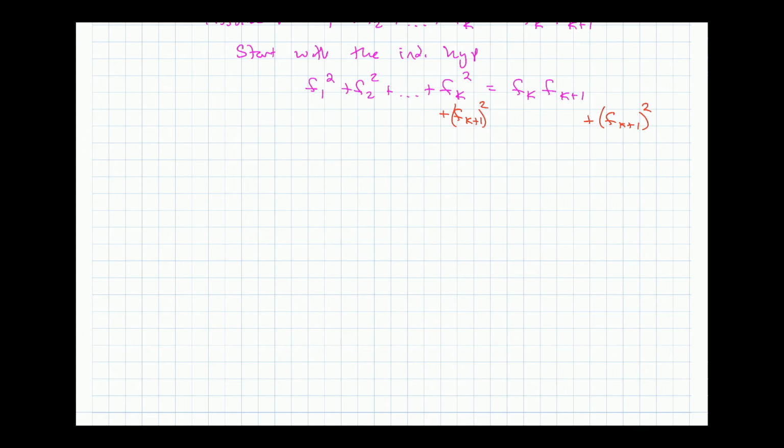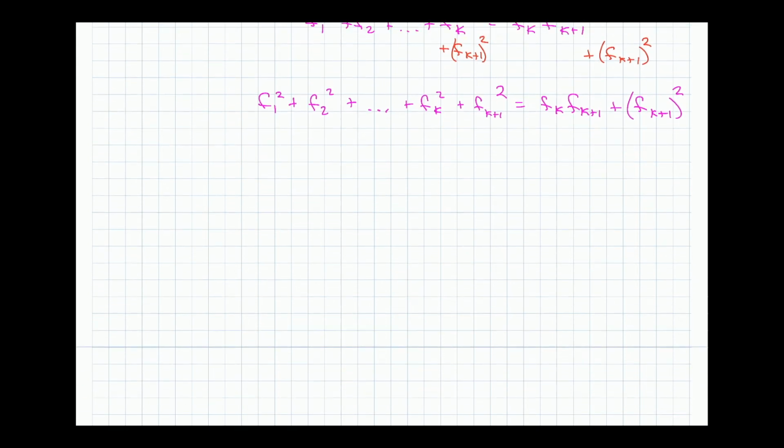We're supposed to be doing valid algebra here. So what do we get? We have f1 squared, f2 squared, up to fk squared, but now we added fk plus 1 squared. And then on the right, we have fk times fk plus 1, plus fk plus 1 squared.